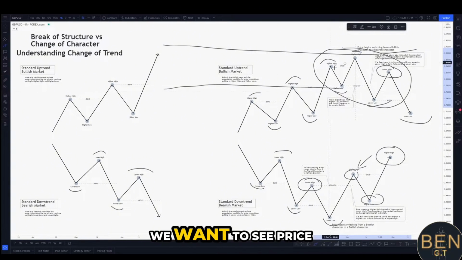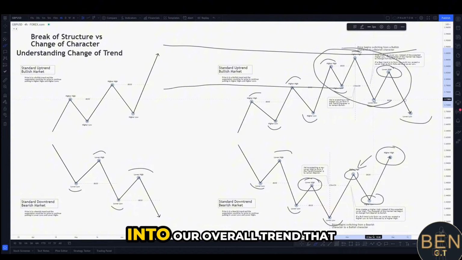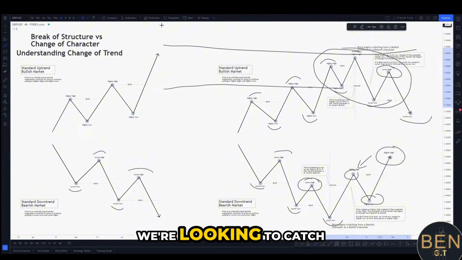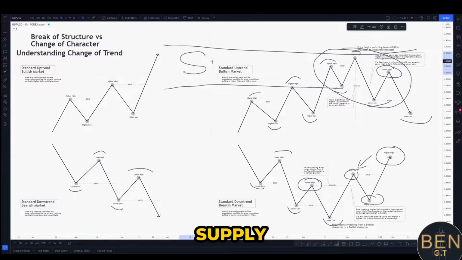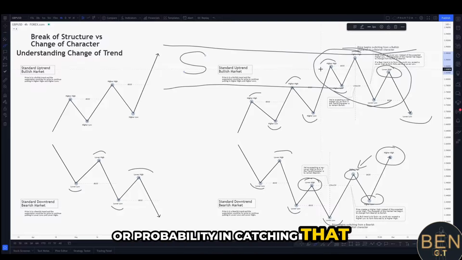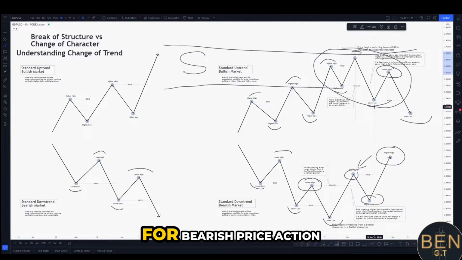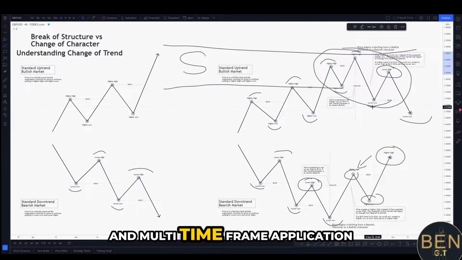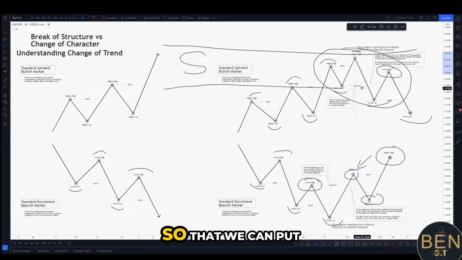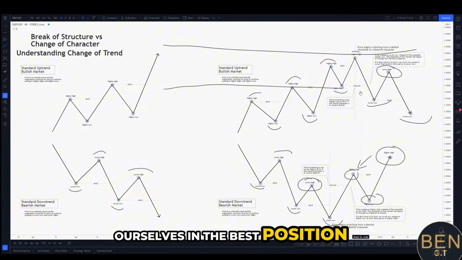Because at the end of the day, we want to see price starting to change into our overall trend that we're looking to catch. So seeing as this is supply, we'd be looking to sell. If we want the best chance of success for our trades, or the best edge or probability in catching that successful trade, we want to wait for the lower time frame trend to also align with our overall trade idea. So in this case, we're looking to sell. We'd be wanting to wait for bearish price action on a lower time frame, understanding the fractal nature and multi-time frame application of market structure so that we can put ourselves in the best position to win.